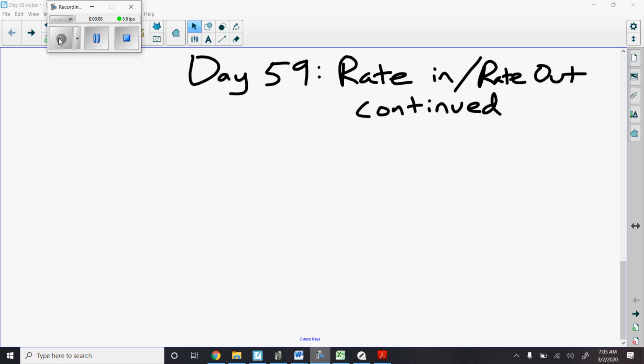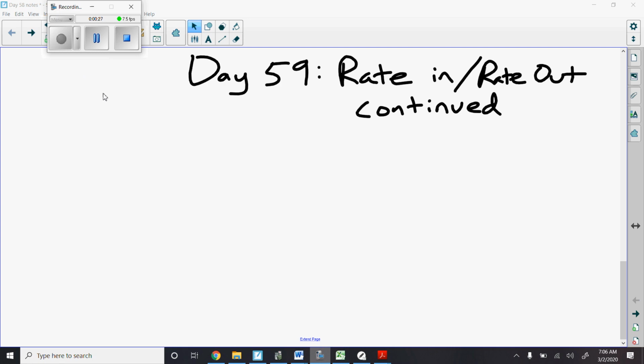Today we're just going to continue with our rate in, rate out, looking at a couple more questions they might ask here. They could ask lots of different questions about this scenario. I'm trying to get you prepared for the most common ones, but they could ask a question out of left field, and you just have to do your best to take what you know and figure it out from there.